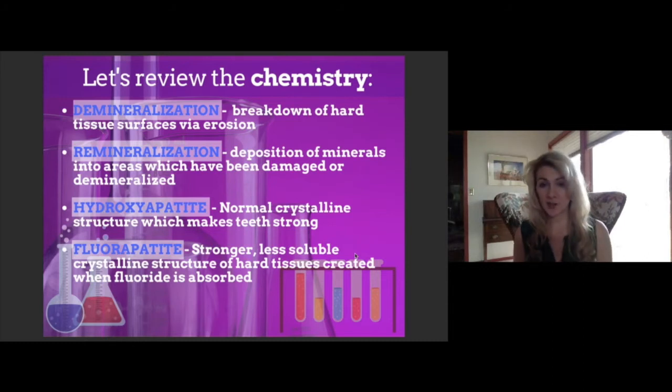Fluorapatite is actually a stronger, less soluble crystalline structure of hard tissues. It's created when fluoride is added to the tooth structure, something that happens over time.